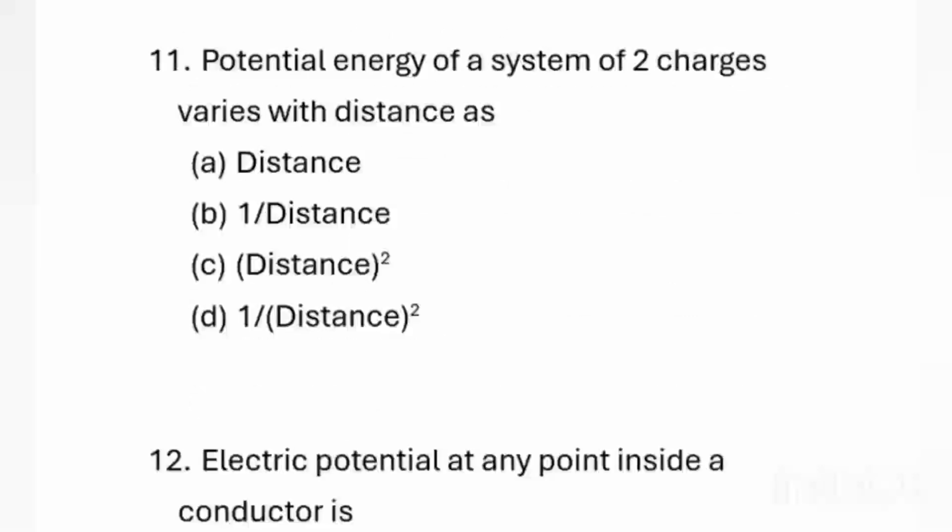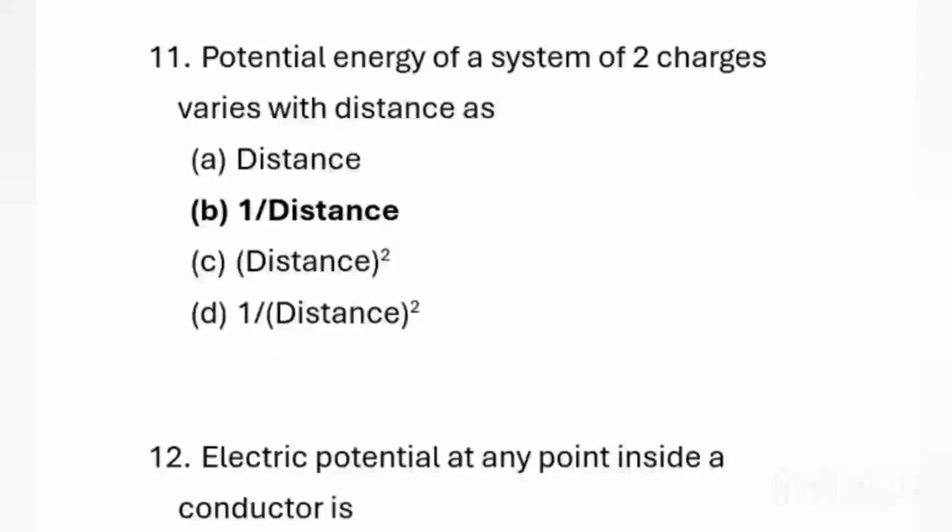Question number 11. Potential energy of a system of two charges varies with distance as option A, distance, option B, 1 by distance, option C, distance square, option D, 1 by distance square. Here the correct answer is option B, 1 by distance.